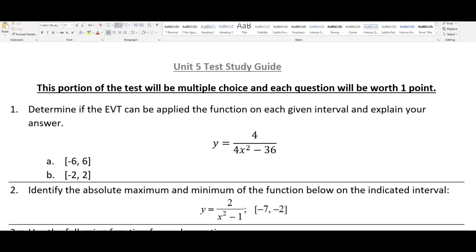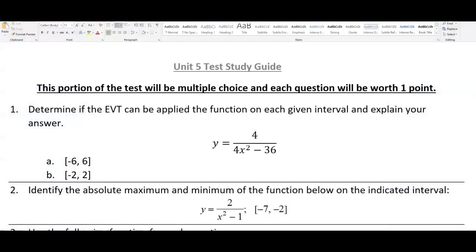Alright guys, I'll go through your study guide here for you. Okay. Excuse me, I'm tired. Alright.